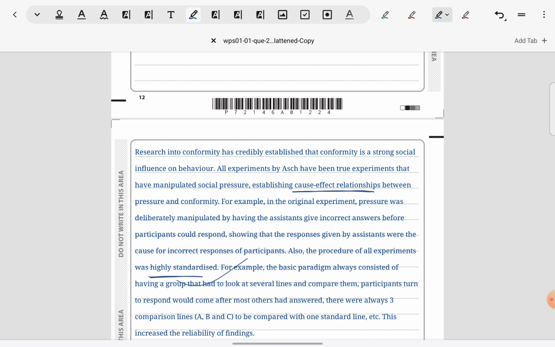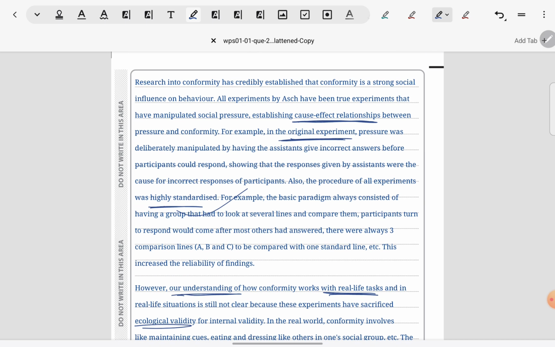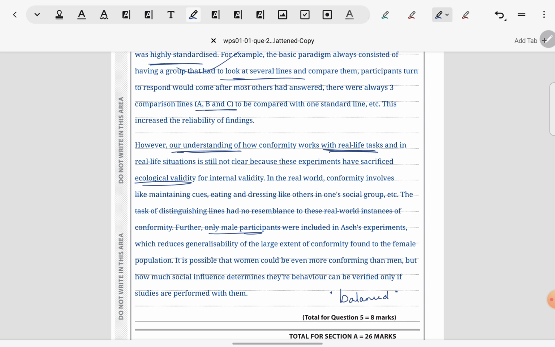Second common mistake, again seen throughout the paper, is generic points, not relating them to what is given in AO1. If you read this answer, you will see wherever I have given points, I have connected them with Asch's experiment. So cause and effect: what was the cause in Asch's experiment, what was the effect, what was standardized in Asch's experiment and the variations, what is not realistic about Asch's task. I've given examples also in real life of how we see conformity, where we see it which is not seen in his experiments, contextualizing and making points relevant.